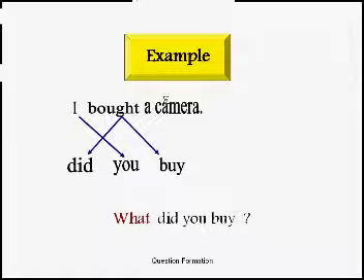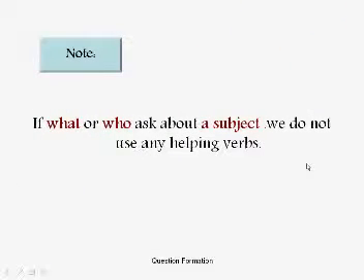Okay, but if you are not using a yes/no question, you would like to start with a question word like what. So what should you do? Just delete the word camera and use the question word what. So it's going to be what did you buy? So again, I repeat, if you are asking about an object, and using the word what, please use an auxiliary, which is did. Okay. So please notice, if what or who ask about a subject, we do not use any helping verbs. If they ask about a subject, okay? A subject means the doer of the action.